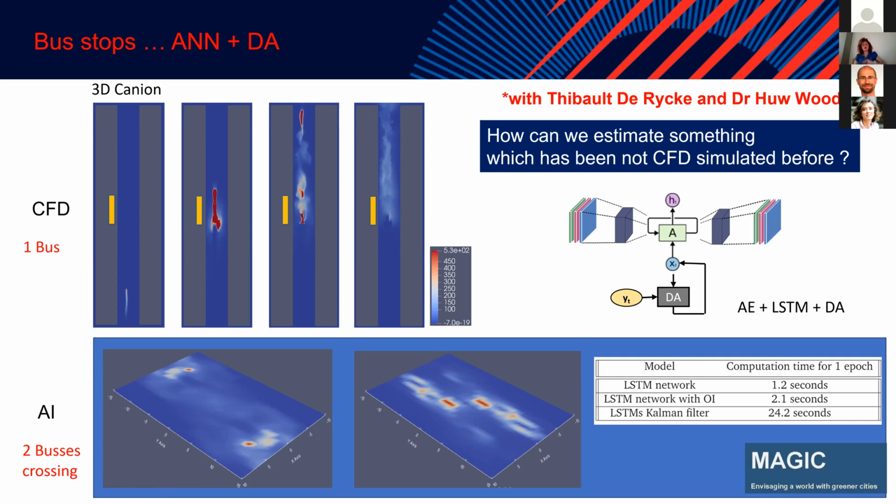But the question was, what can we do? Can we try to predict the same for two buses crossing? And this is what we tried to do, completely data-driven, same technologies. As I was saying before, it's just a matter of setting up the proper hyperparameters and combining the technologies in the proper way. So in this case, we still have autoencoders, recurrent neural networks, data assimilation all together. And another point is that this can be very, very fast. It's 1.2 seconds, which is very fast.